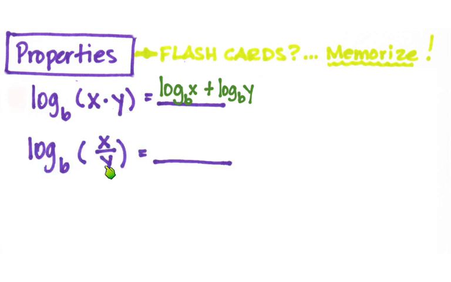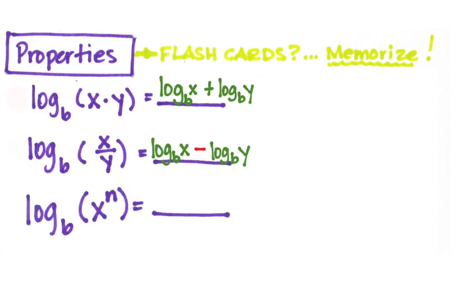Here we're dividing our argument. We have a quotient. We have x divided by y. All right? Base b, we can break this up into subtraction: log base b of x minus log base b of y. And here we have an exponent in the argument. Well, we can take that exponent and bring it out in front, and then we have n times log base b of x.